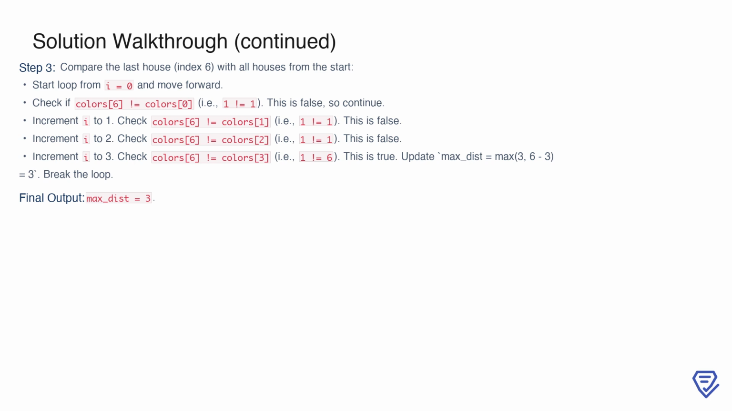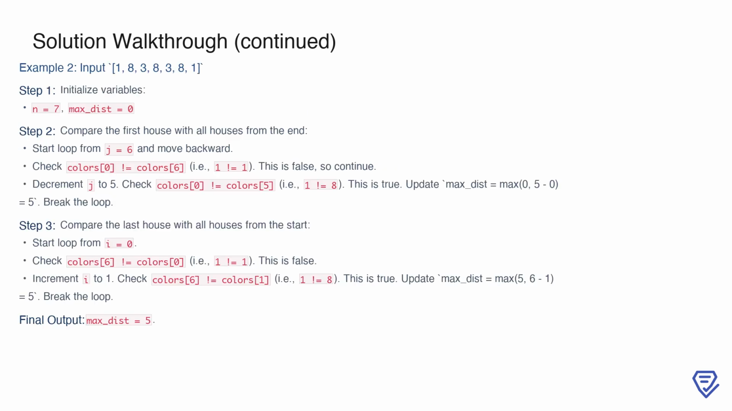The condition is true here, so we calculate the distance as 6 - 3, which equals 3. Since max_dist is already 3, it remains unchanged. We then break the loop as we found the furthest house from the last house with a different color. The final output for this example is max_dist equals 3.